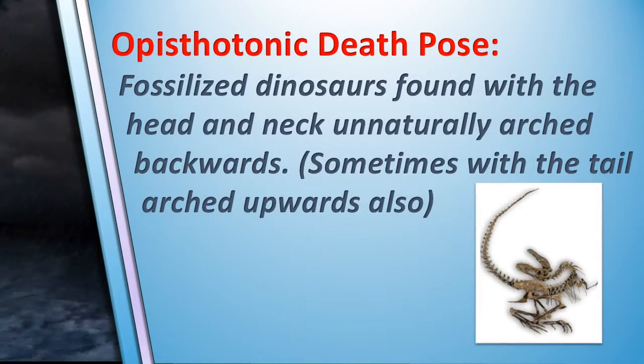This time, our investigation into the fossil record will involve dinosaurs and a very strange pose they often display, which has defied scientific explanation for a very long time until recently. The pose is called the opisthotic death pose, and it's characterized by the head and the neck of the dinosaur being unnaturally arched backwards. Sometimes the tail is arched upwards as well.